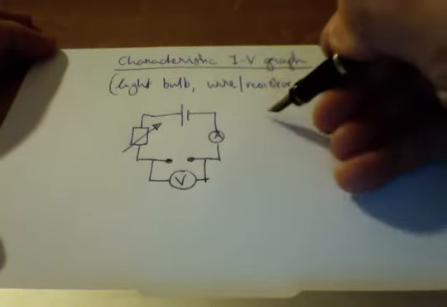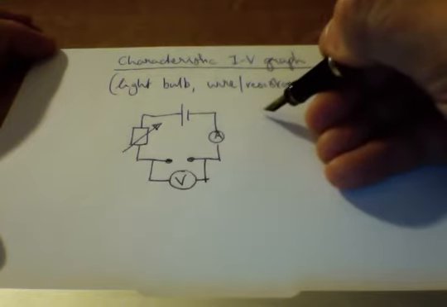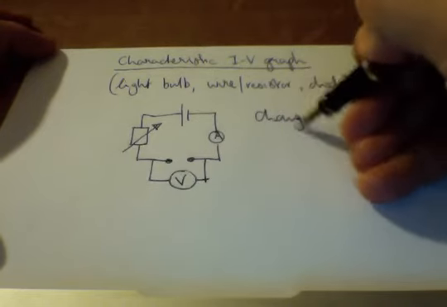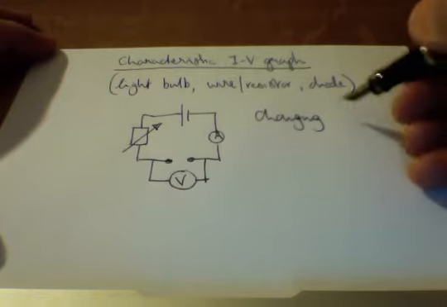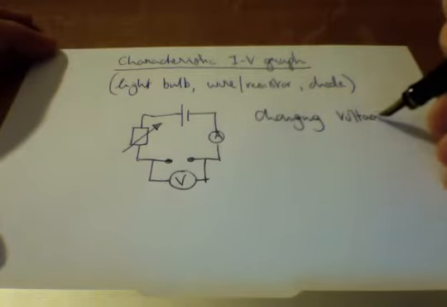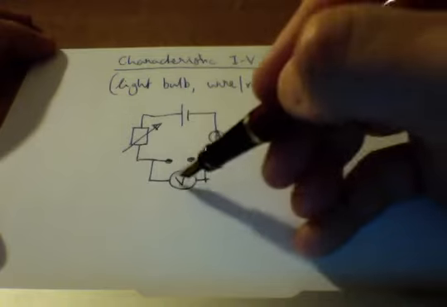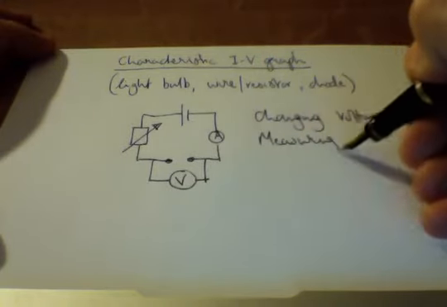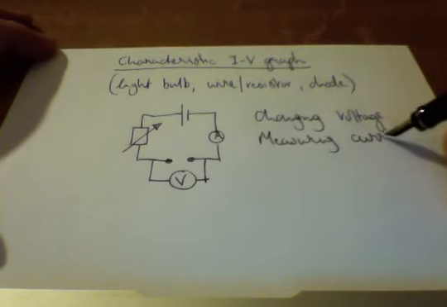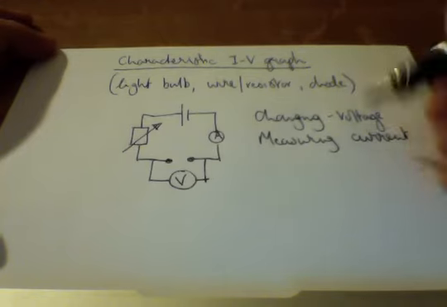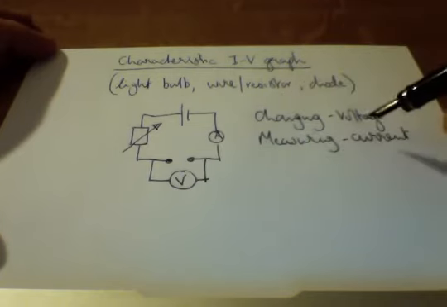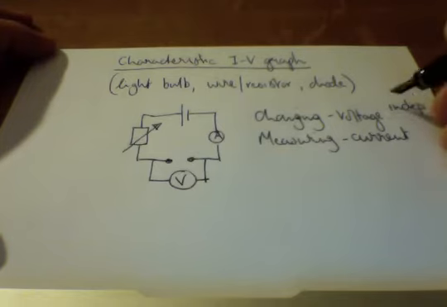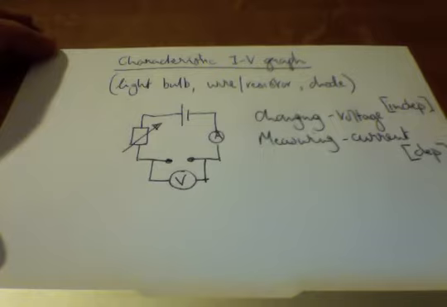Now, what we are changing about the circuit when we investigate this is the voltage. So I'm going to change this until I get a certain voltage. And what I'm measuring is going to be the current. And I'm sure you're familiar with those terms. What I'm changing gives rise to the independent variable, whereas what I'm measuring gives rise to the dependent variable.